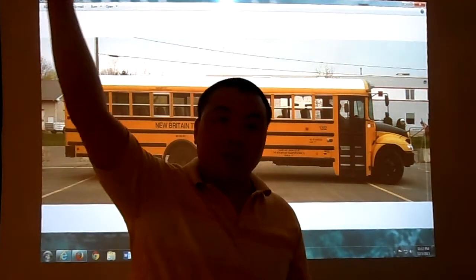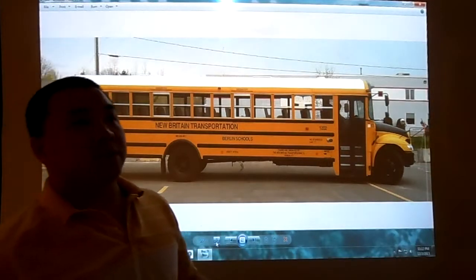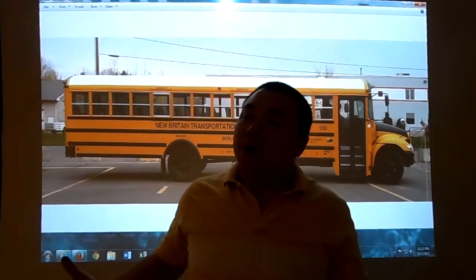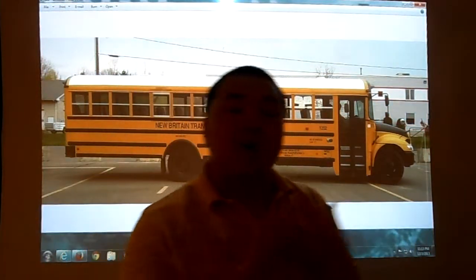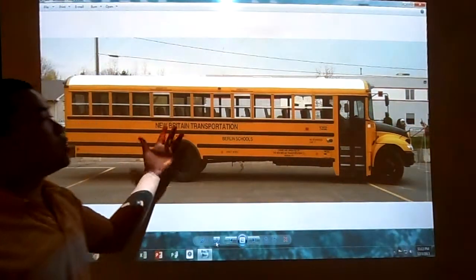Have them measure the dimensions and find out how big the classroom is. Then give them an example: okay, if students take up this much volume, how many students can we have? Another thing you can do is take a school bus.